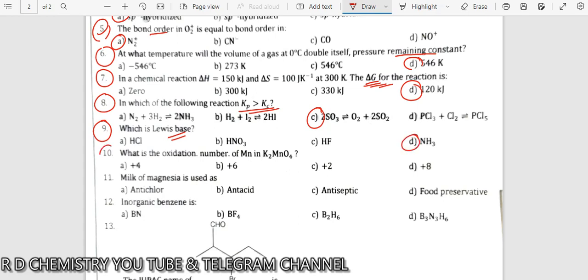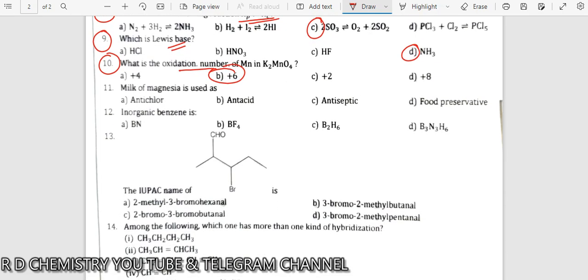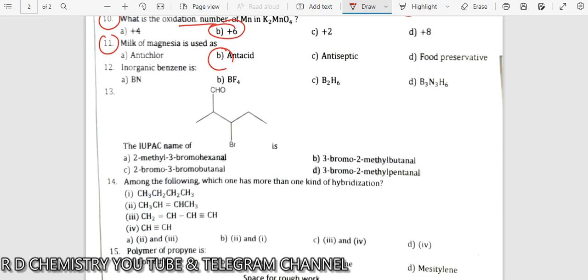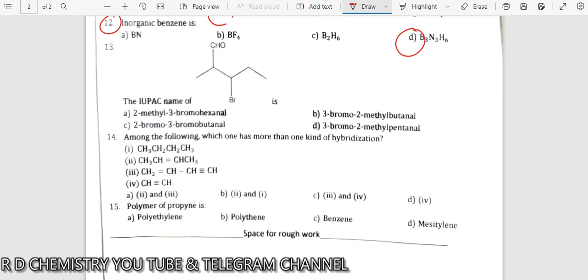Question number 10 from the redox reactions, asking for the oxidation number. Answer is option number B. Question number 11 from the S block elements. Answer is option number B. Question number 12 is from the P block element. Answer is option number D, about the inorganic benzene, borazine.